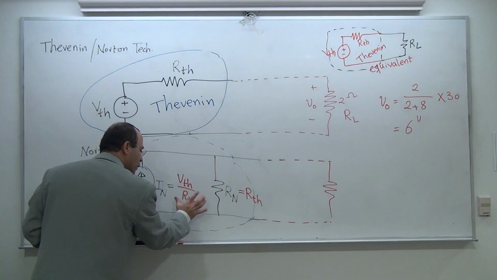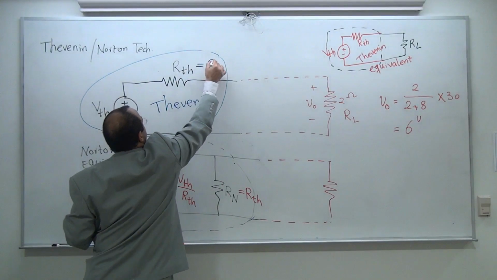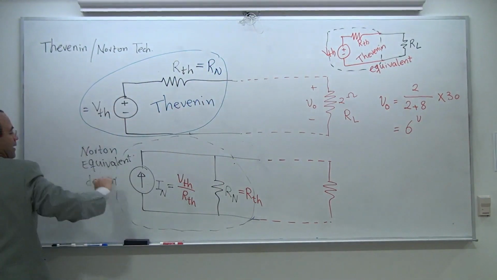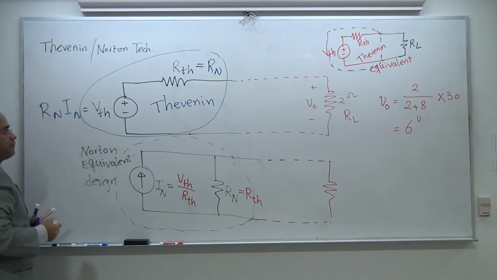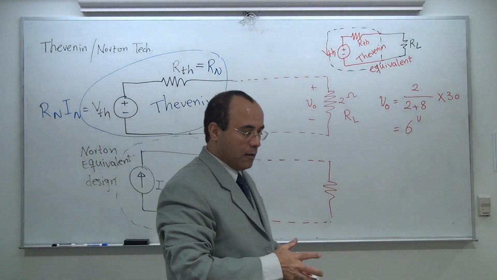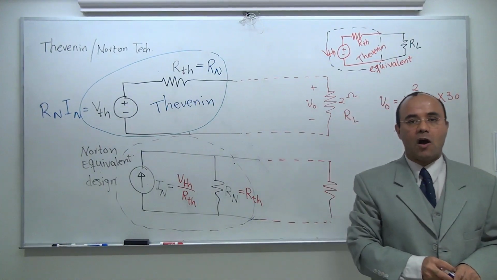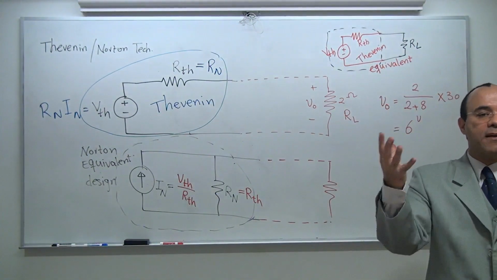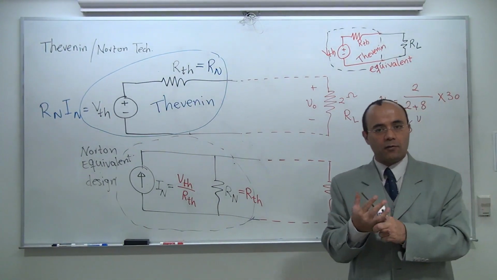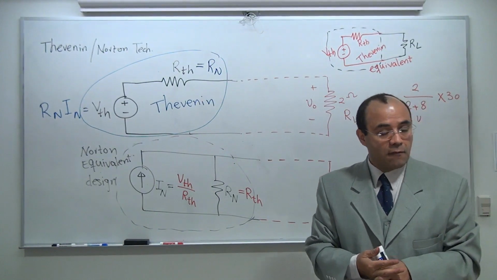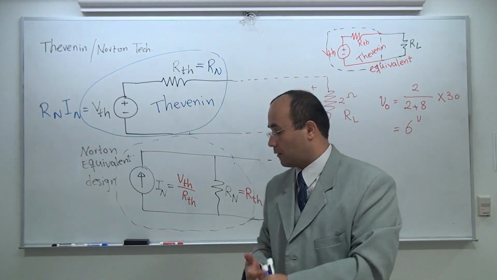If you happen to know this one, how do you get this one? R Thevenin is equal to R Norton, and V Thevenin is equal to R Norton times I Norton. So, when we ask you to find a Thevenin equivalent of a design, we mean remove everything. Whatever happens inside is none of our business. Remove everything and give us a voltage source and a resistor in series. When we ask you to find a Norton, remove everything and give us one current source and a resistor in parallel. So that's the idea.